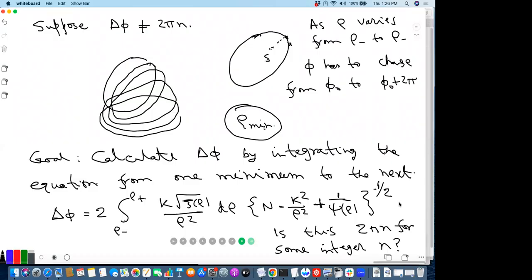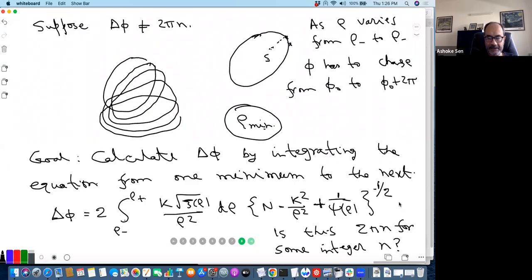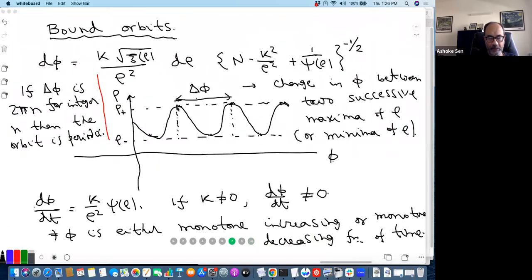But the question that you're interested in is whether the change in phi over one period of rho, when rho goes between, say, one minimum and the next minimum, is a multiple of 2 pi.